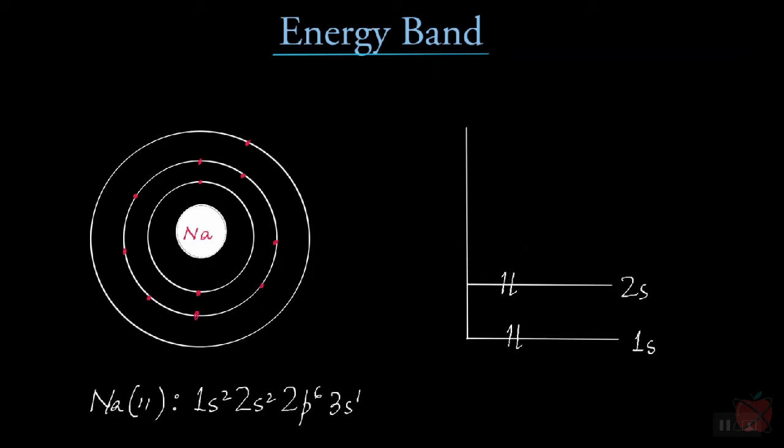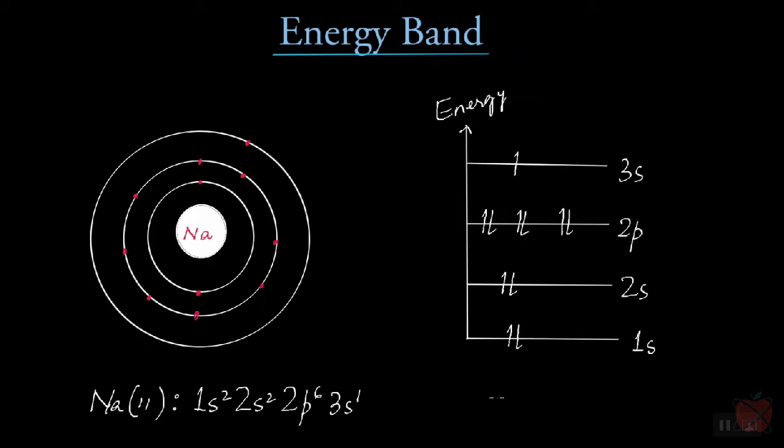And then we have the 2p orbital, let's say here. How many electrons are there in the 2p orbital? There are 6 electrons: 2, 4, 6. And lastly we have the 3s orbital. How many electrons are there in the 3s orbital? There is just 1 electron. So this is 2p and this is 3s. Got it? And this is nothing but the energy level of the sodium atom when there is just 1 atom.